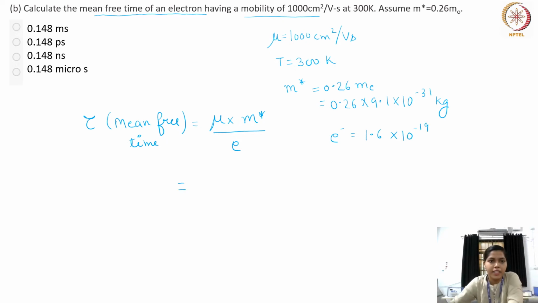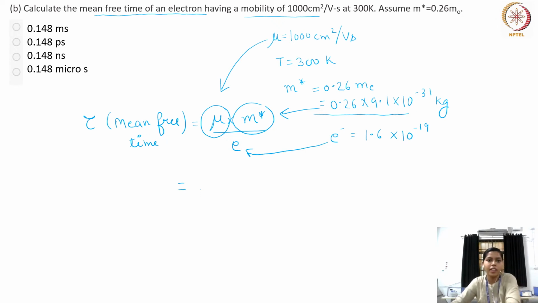So what will be the correct option for this question? Solve this. You can try. Mu is given, the value of mu is given, here you will put it. M star is given, this is your m star, so you will put it here. And also the charge on the electron, we will put it here. So what will be the answer for this question? Please calculate it.